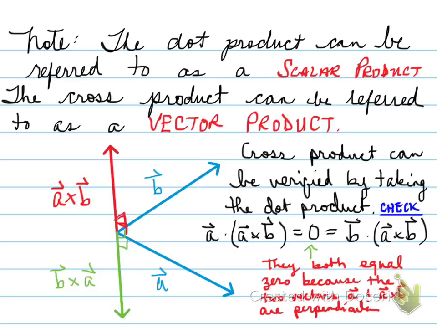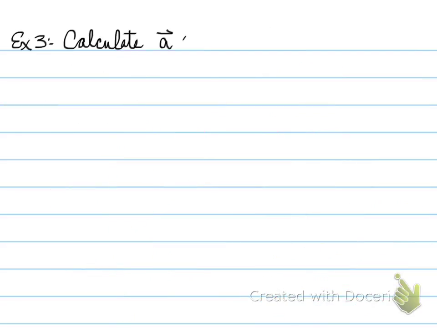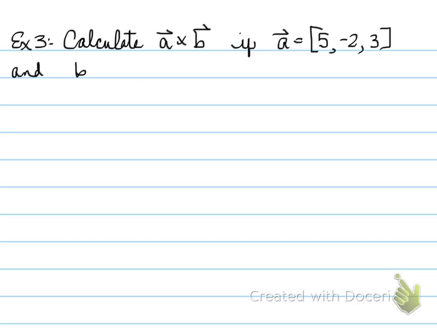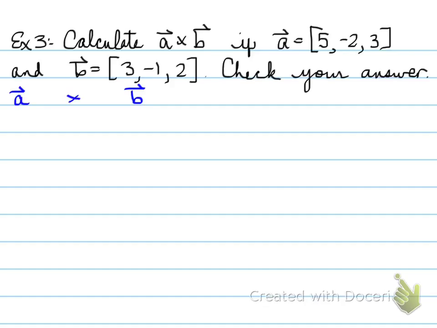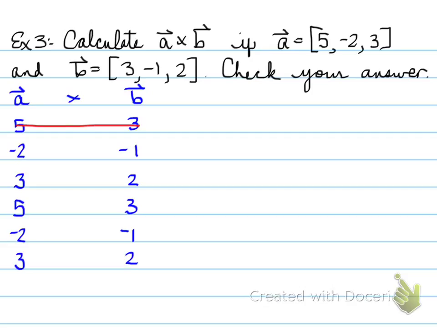Let's go and look at an example. Example number 3 asks: calculate A cross B if vector A is a certain value and vector B is a certain value. Check your answers. So again, we take the cross product and we take vector A and write it out twice, and we take vector B and write it out twice. Don't forget that we cross off the top and the bottom and we calculate the cross product.